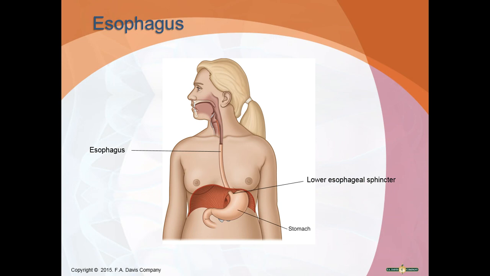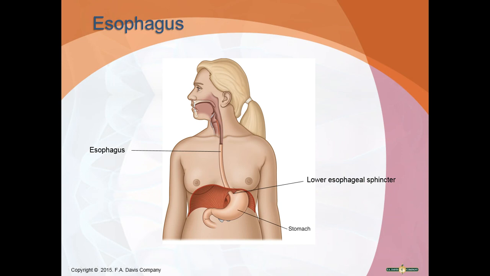So as we move down the alimentary tube, the next place we're going to go to is the esophagus. It is a food tube. It connects the pharynx to the stomach. A muscular sphincter called the lower esophageal sphincter, or LES, helps prevent the backflow of stomach acid into the esophagus. You may also have heard this sphincter called the cardiac sphincter, and that's because it is so close to the heart. So it's sometimes called the cardiac sphincter.